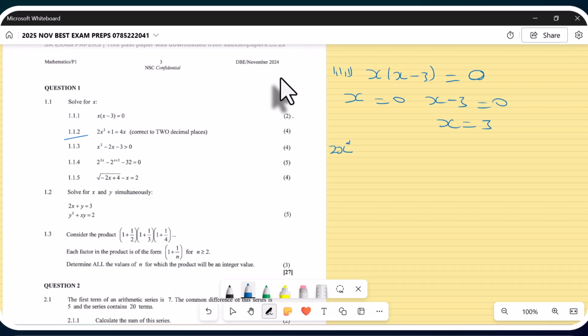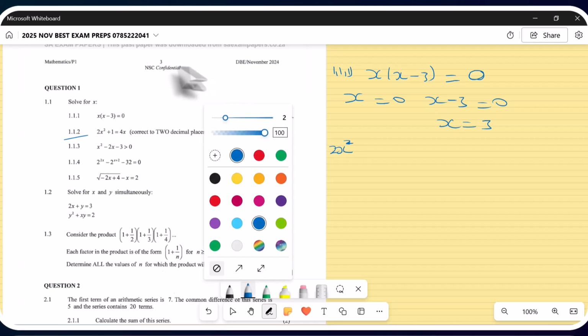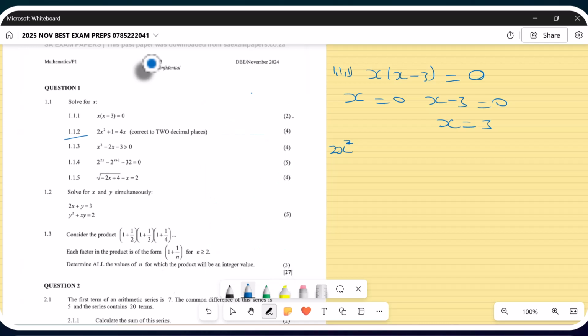2x squared. Yes, we are saying here that question 1.1.2, November 2024, they said 2x squared plus 1 equals 4x. And then they said you should give your answer to 2 decimal places.